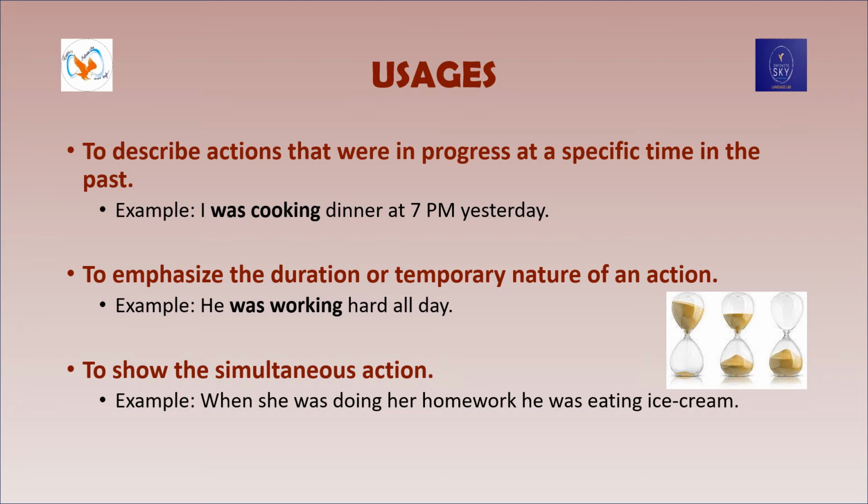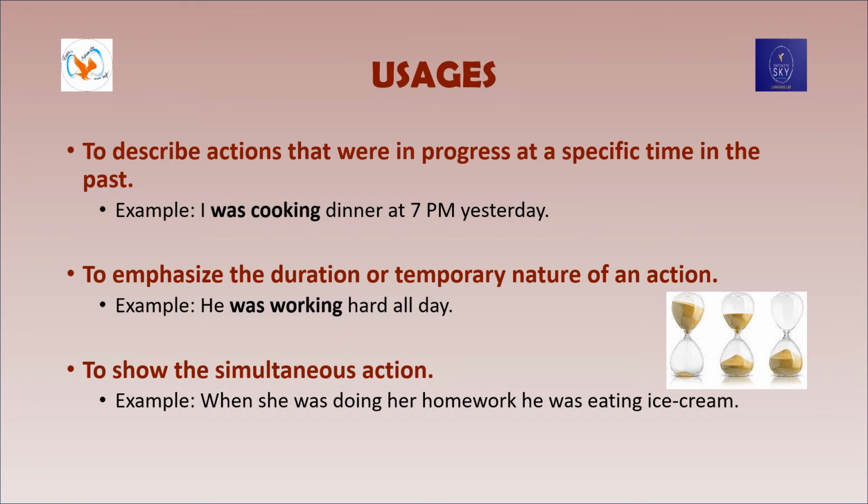Now, let's talk about its usage. The past continuous tense is used in the following situations, such as to describe actions that were in progress at a specific time in the past. For example, I was cooking dinner at 7 yesterday.